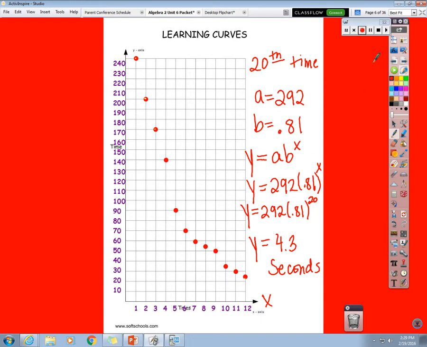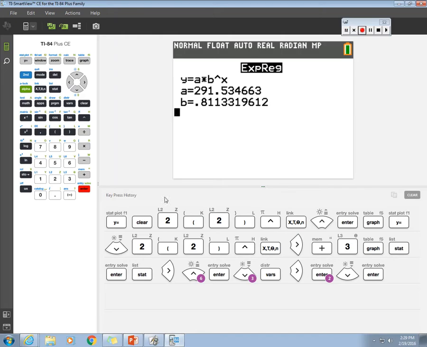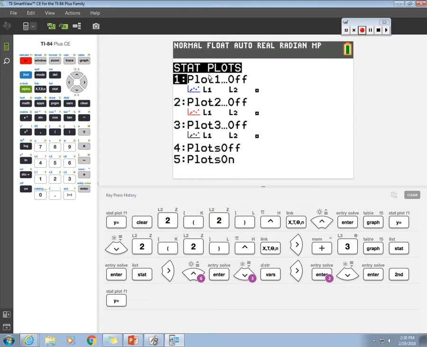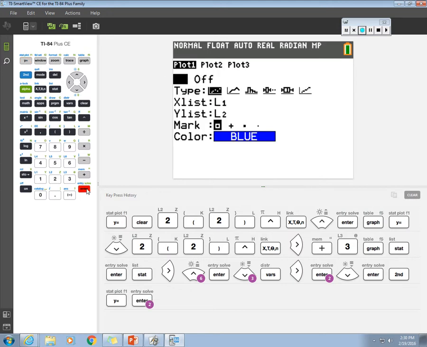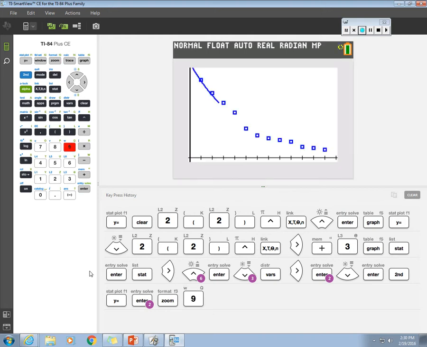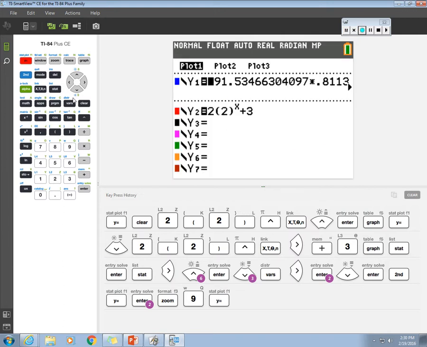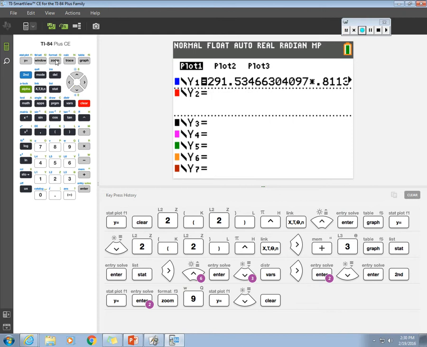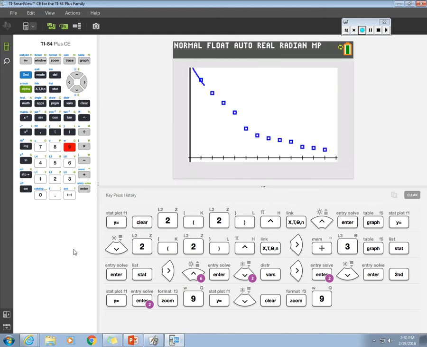So now another thing you can do with the calculator is we can see the graph. Let me make sure it's turned on right. I've got to turn my plot on. And then I'm going to graph it. So there it is on the graph. Oh, and that's something else that I had typed in from last period. Let me get rid of it. So that's the same scatter plot that I have on my paper.